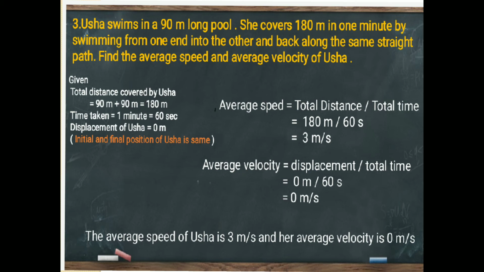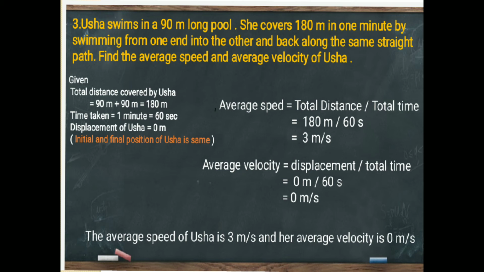So 90 meter plus 90 meter is equal to 180 meter. So 180 meter is the total distance traveled. Next, total time taken. The total time taken is equal to 1 minute, that is 60 seconds. So you have to convert minutes to seconds. And what about the displacement of Usha? See here, the displacement of Usha is 0. Why? Because the initial and final position of Usha is the same.